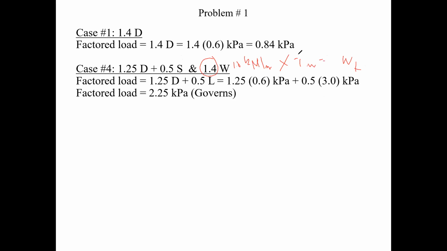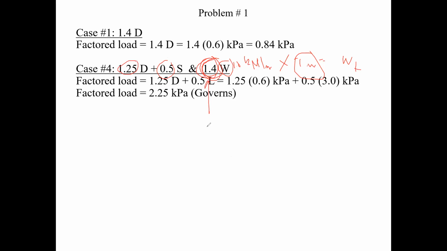Do you understand? Sorry, because I thought this was 0.6 kPa, not meters. Okay, that's my bad. That's the spacing. In other words, that's the tributary width that each stud is carrying. Understand? Okay. So this is the load factor, and therefore you have to multiply your specified load by your load factor. These are called load factors, guys: 1.25, 0.5. Yes, these are called load factors.